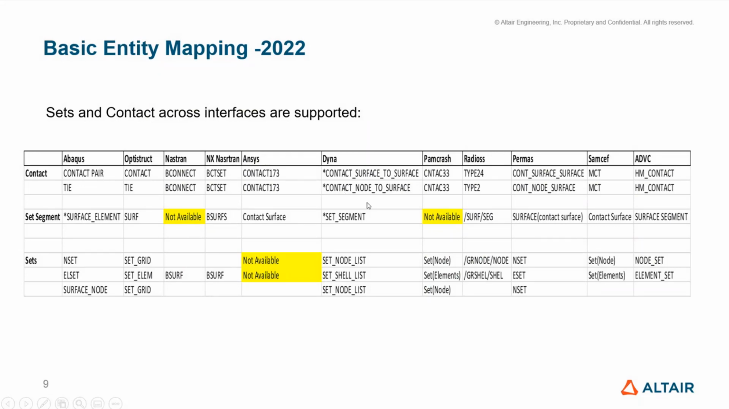So we mapped the basic context from one interface to another interface. At the same time, the sets which could be mapped from one to other. One thing which we need to make sure here, make a note of, is we don't support formula sets on mapping from one interface to another interface.